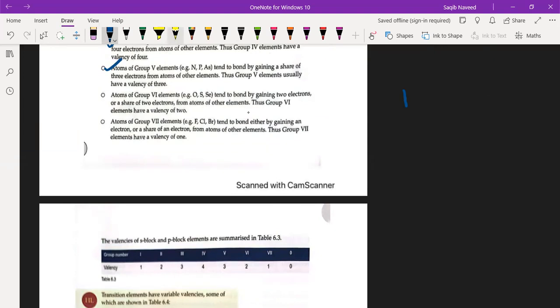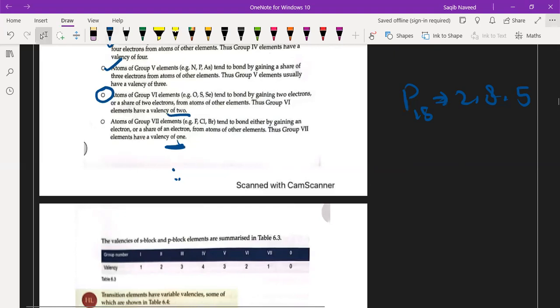Suppose phosphorus is 15. You have 2, 8, 5. So it has 2 options. Number one, it will gain 3 electrons, so it would have 3 valency, or it can lose 5 electrons, so it can have 5. So what about group 6? It can have valency 2 because it has 6 electrons in the last shell and it will gain 2 electrons to become stable. Okay, atom of group 7, you just told me it would have valency 1. So any doubt, beta?